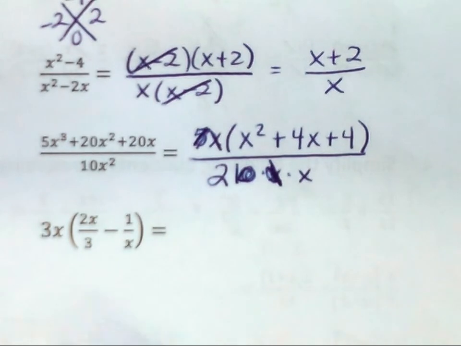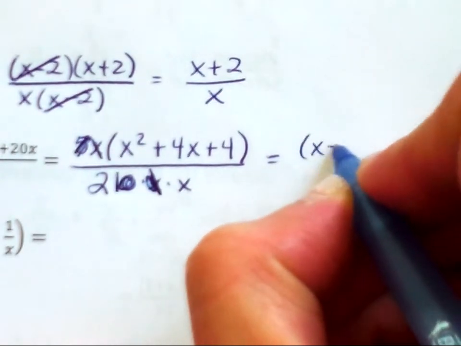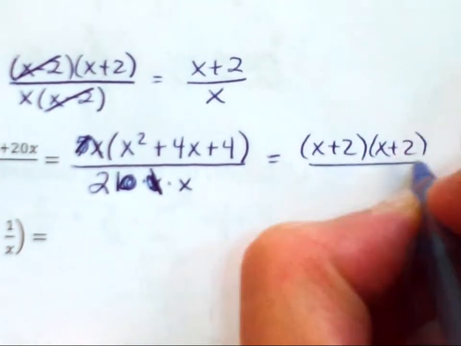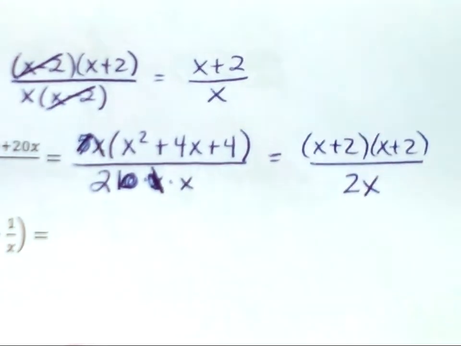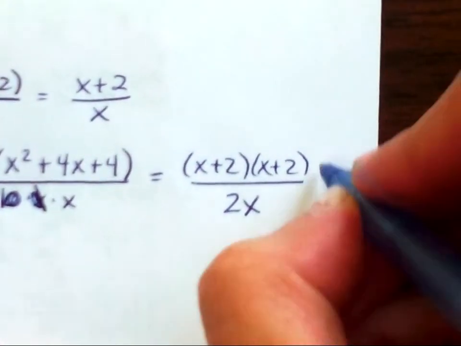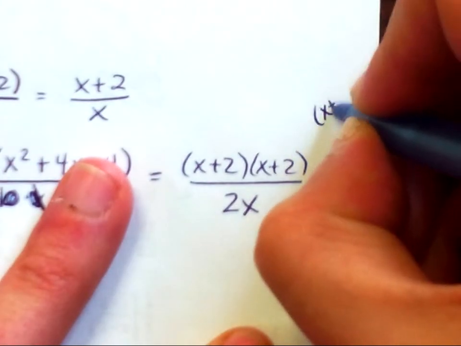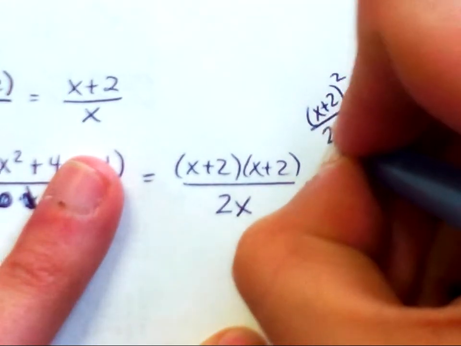Then the top is a quadratic, x squared plus 4x plus 4, which has the factors x plus 2 and x plus 2. And the bottom factors remaining are 2x. So you could leave it like that, or you could say, running out of space, you could also write that as x plus 2 in parentheses squared over 2x.